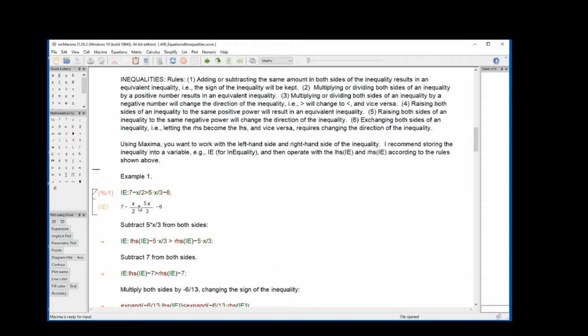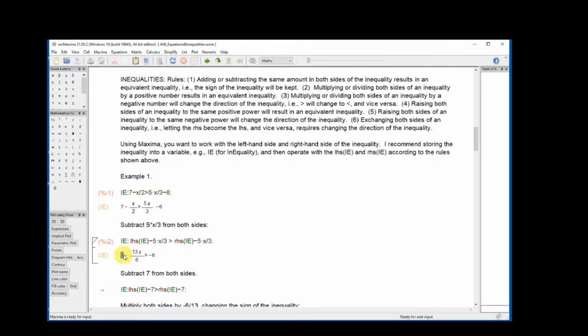Well, we have this inequality, and we want to find what ranges of values of x will satisfy it. I'm going to subtract 5x over 3 from both sides, and I have to do it this way. I'm going to replace the inequality with the left-hand side minus 5x over 3 greater than the right-hand side minus 5x over 3. I'm subtracting the same quantity, so the direction of the inequality remains, and I get this result.